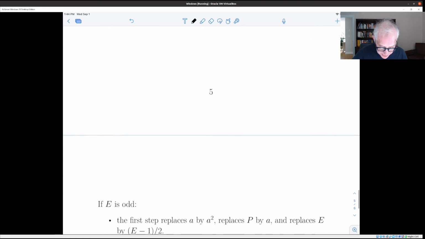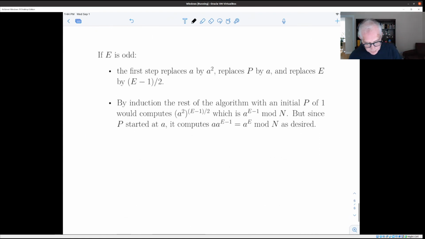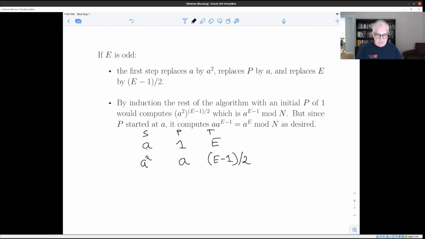What about if e is odd? Well, if e is odd, we again start with a, 1, and e, and the next step is going to be a squared, a, because since e is odd, this is s, p, and t, we multiply s times p and we get a. And then we replace e by e over 2, dropping remainders. But exactly that means we take e minus 1 and we divide it by 2. So e is odd, we subtract 1 and now it's even, and then we divide it by 2. And now we have an exponent which is smaller than e, but we've got our p column has an a in it instead of a 1.